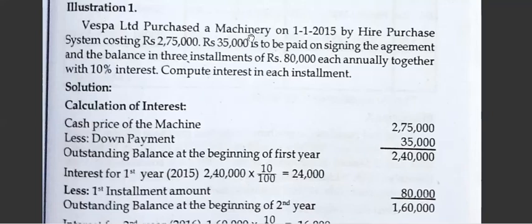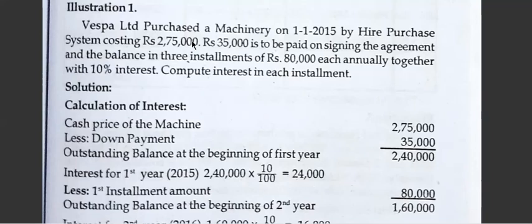Vespa Limited purchased a machinery on 1/1/2015 by hire purchase system costing rupees 2,75,000. So what is the cost of the machinery? It is 2,75,000. It is the cash price. Cost is nothing but the cash price. 35,000 is paid on signing the agreement. This is the down payment, and the balance in 3 installments.